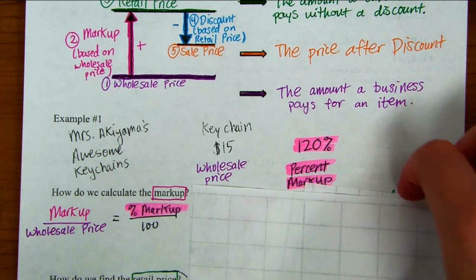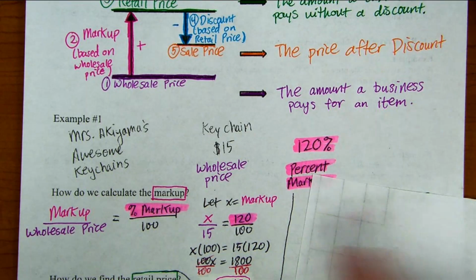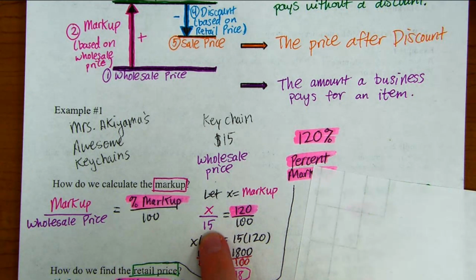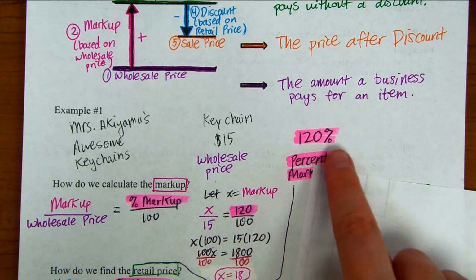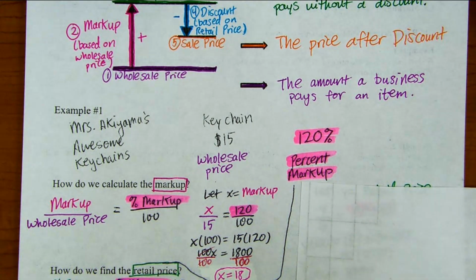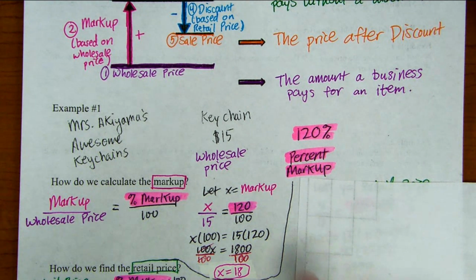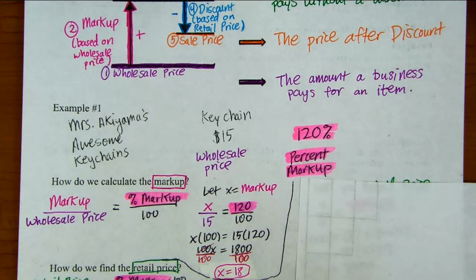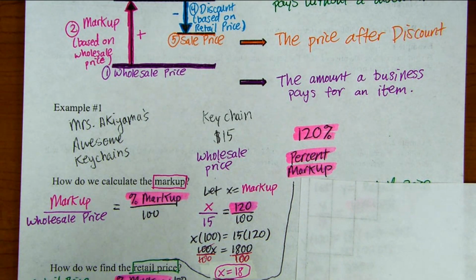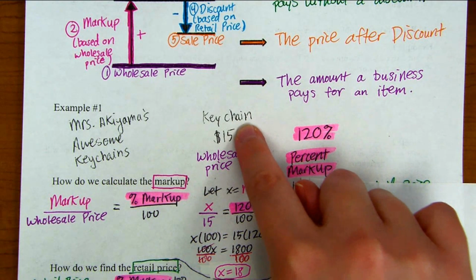So we can go ahead and use what we know. Let x be the amount of markup. So we have x for markup, 15 for the wholesale price, 120 for the percent markup, and 100 for the 100. From here, you can cross multiply and simplify the multiplication, and then divide both sides by 100 to get that x equals 18. Once the proportion is set up, you solve it just like any other proportion. Now, once we know the amount of dollars that we are adding to the price of the keychain, we can then identify the retail price.